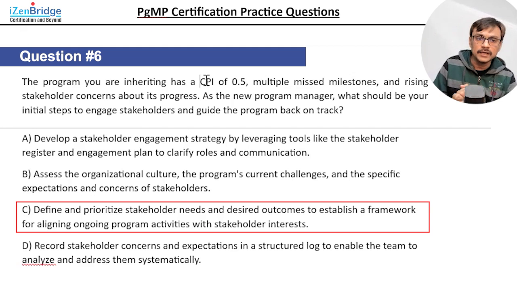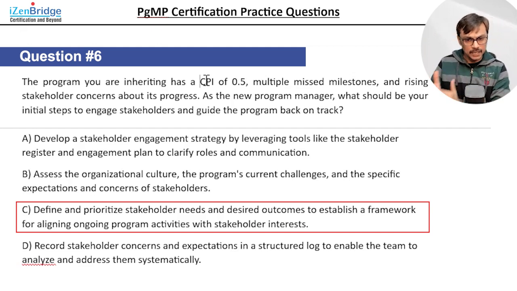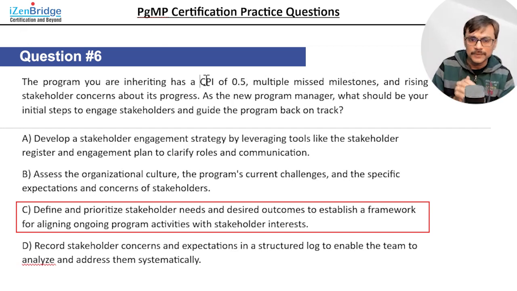Option C, define and prioritize stakeholder needs and desired outcomes to establish a framework for aligning ongoing program activities and stakeholder interest. Good idea, but after B. First I assess, I check what is happening here, and I form my own judgment, and then I go for prioritizing stakeholder needs and expectations as well.